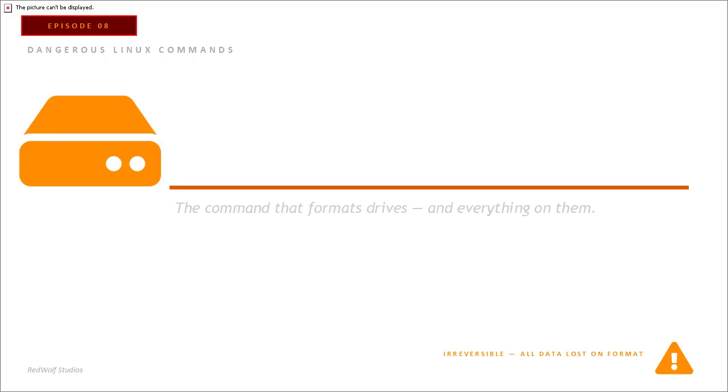rm deletes a file, shred destroys a file, mkfs destroys the entire drive. Not the files on it, the drive itself. The file system structure, partition tables, data, everything. One command. No warning, no prompt, no undo. Today we're talking about mkfs.